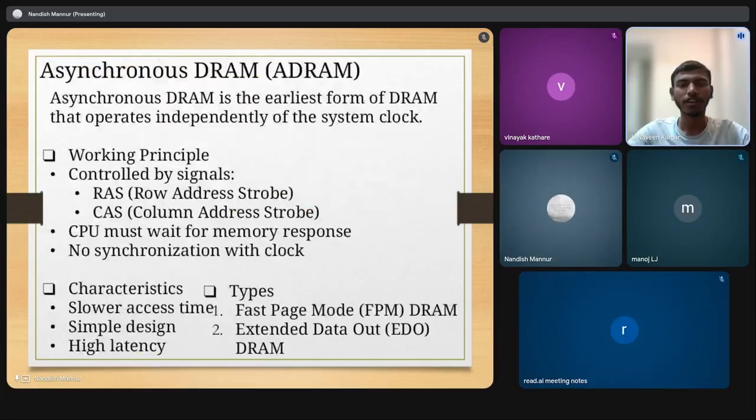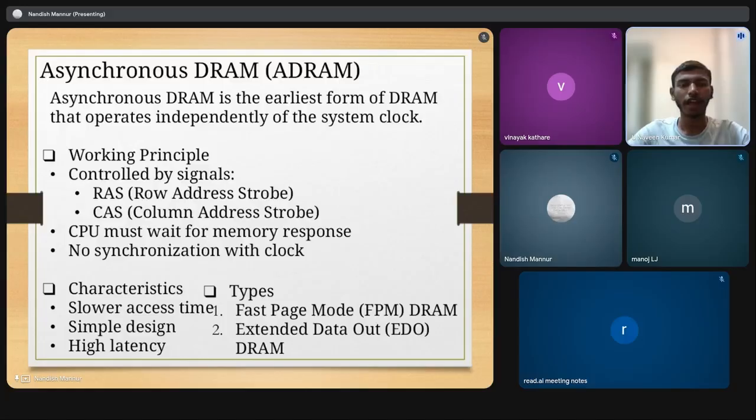Asynchronous DRAM is the earliest form of DRAM that operates independently of the system clock. It was the first DRAM technology developed, and it does not depend on CPU clock timing. The memory responds whenever control signals are activated. The operations are controlled using hardware control signals, not a clock.